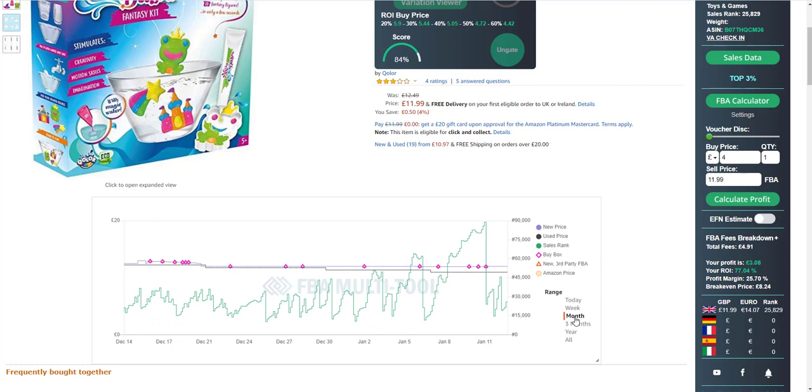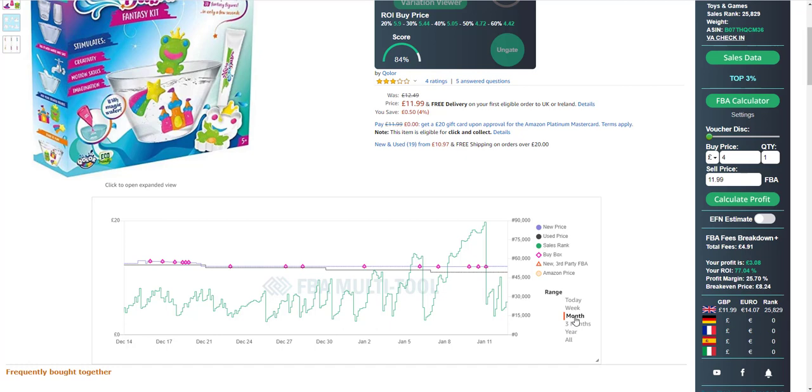In January, February, it's going to be slow. This is a toy. Toys aren't great in January and February. They tend to slow down. So maybe when you're in this time of year, the Q1 period, you might want to be looking into different things. Sportswear or home and kitchen stuff, you know, something a bit different.